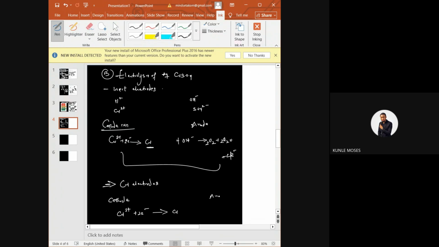And at the anode, instead of Cu2+, copper solid will ionize. So copper atoms will lose electrons to form Cu2+, so this will be Cu goes to Cu2+ plus 2e-. So here, copper is being deposited on the cathode. Here, copper is deposited.